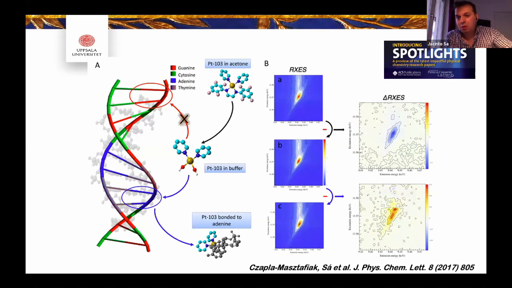But you are absolutely right. We can also look at things like valence to core. It's just that at the moment the signal there is so low and so indistinguishable compared with, in this case, the X-ray absorption.